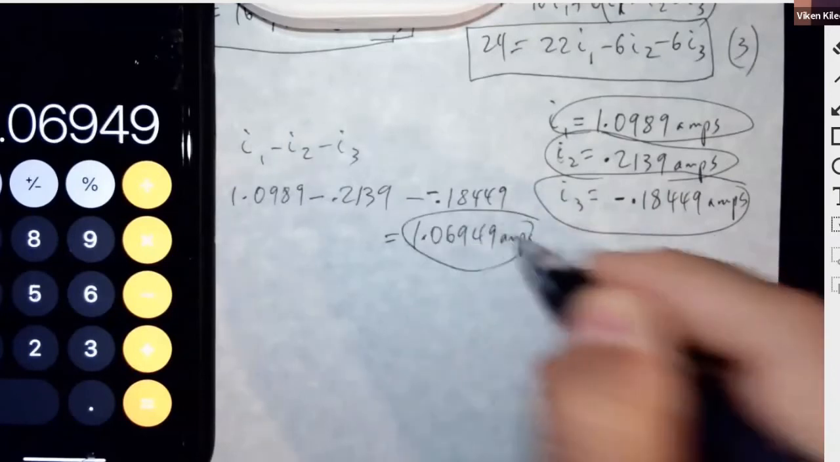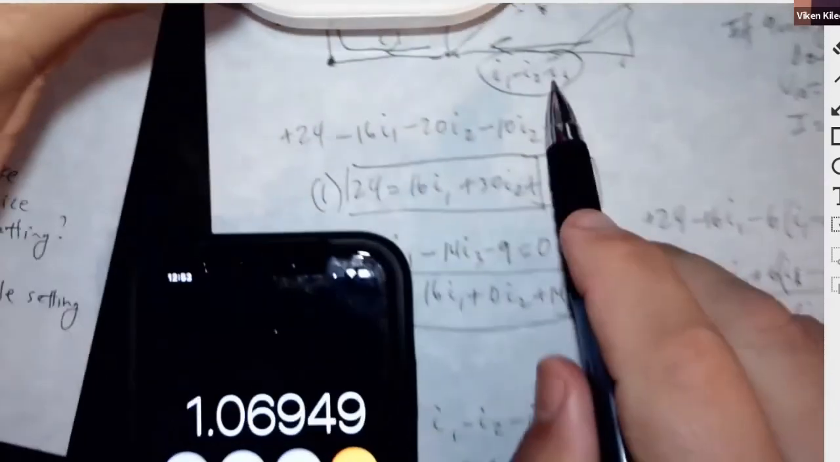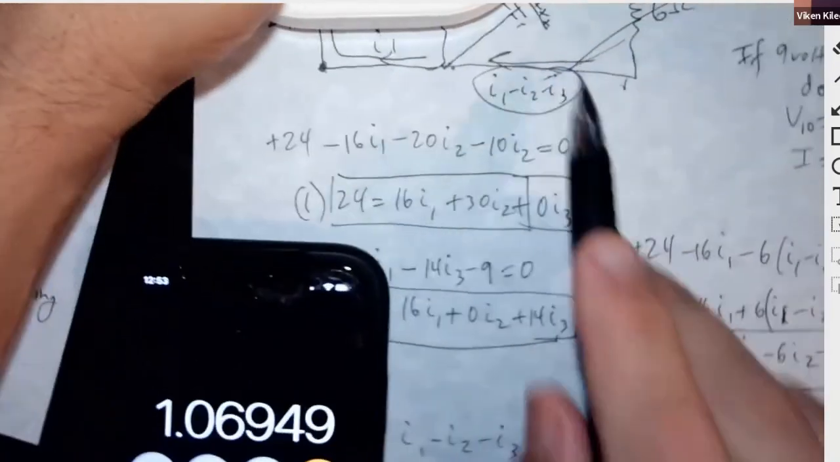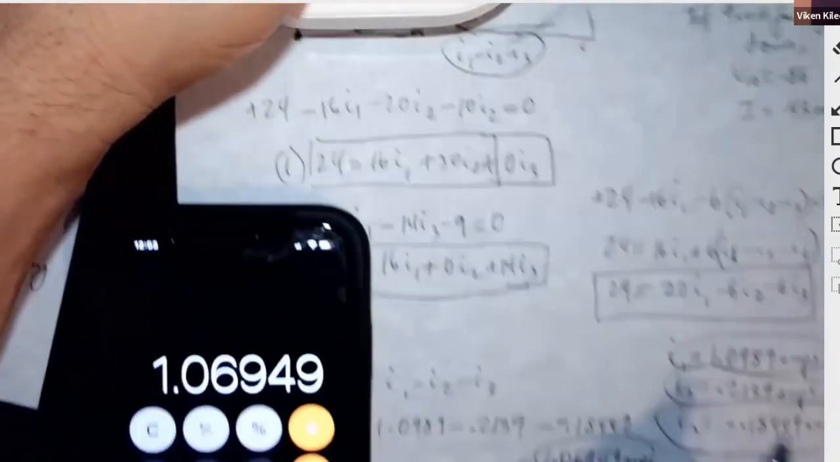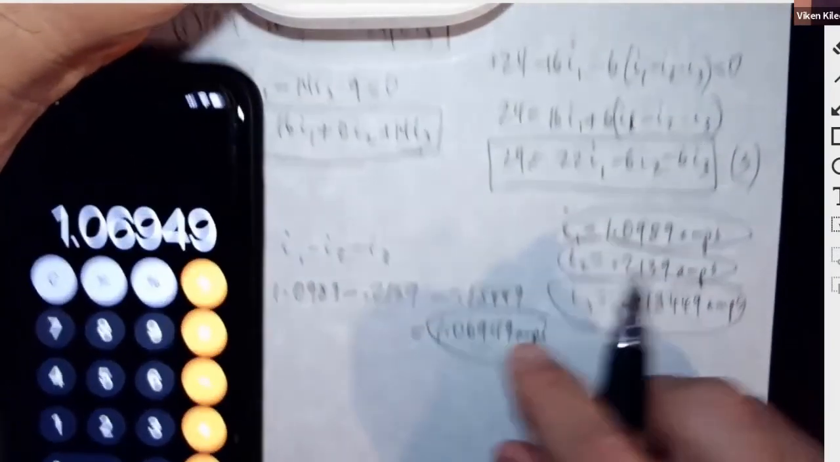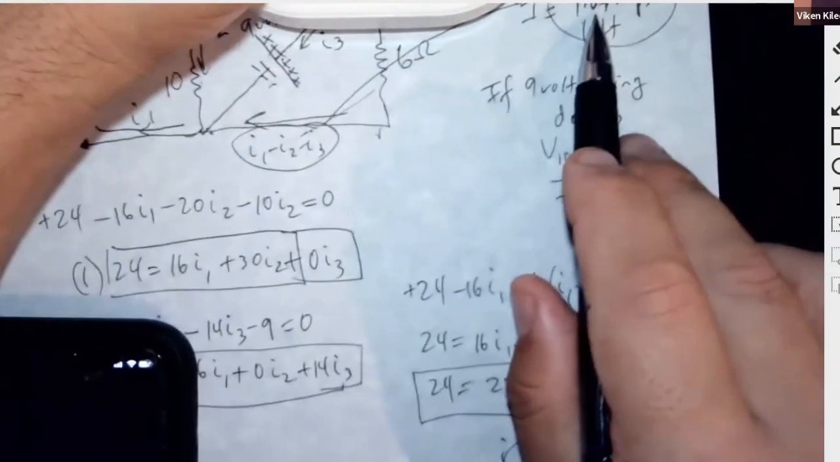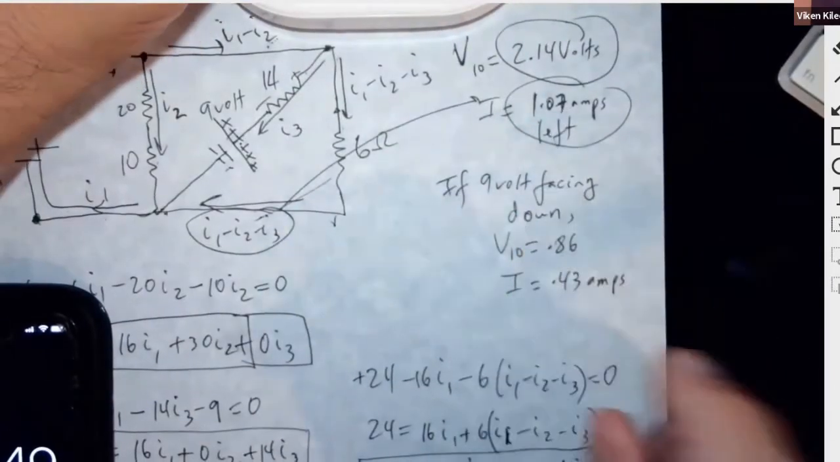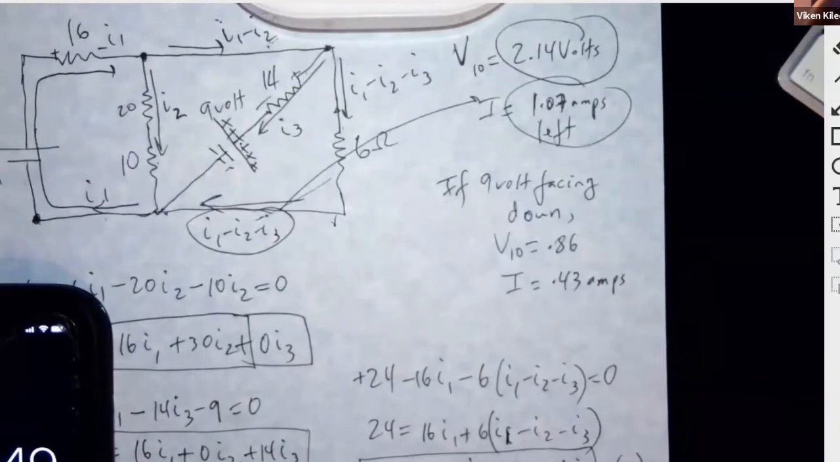And is that to the left also? Yeah, because the way I had set it up was already to the left. So it's just to the left. So 1.06949. Look how close I am. 1.07 amps. Cool, cool, cool. Right?